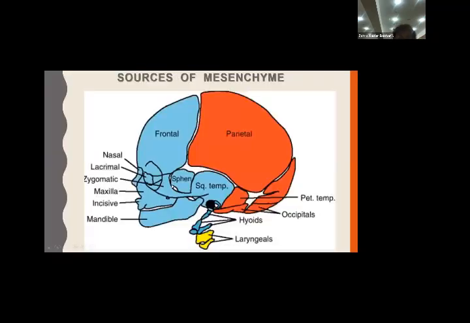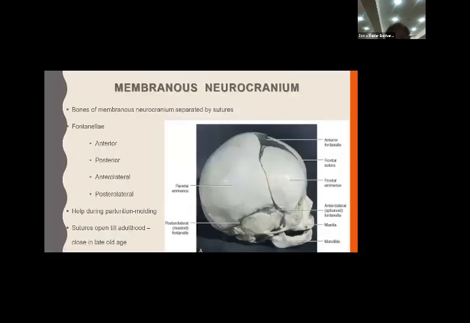So this is simply to tell you the sources of mesenchyme. All of this in blue develops from neural crest cells, and in red all this develops from paraxial mesoderm, whereas over here this part develops from occipital sclerotomes. Let us talk about the neurocranium next, the membranous neurocranium.